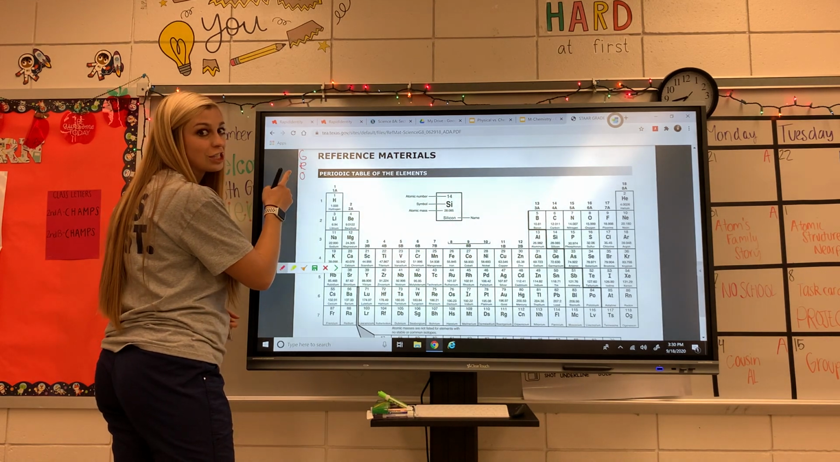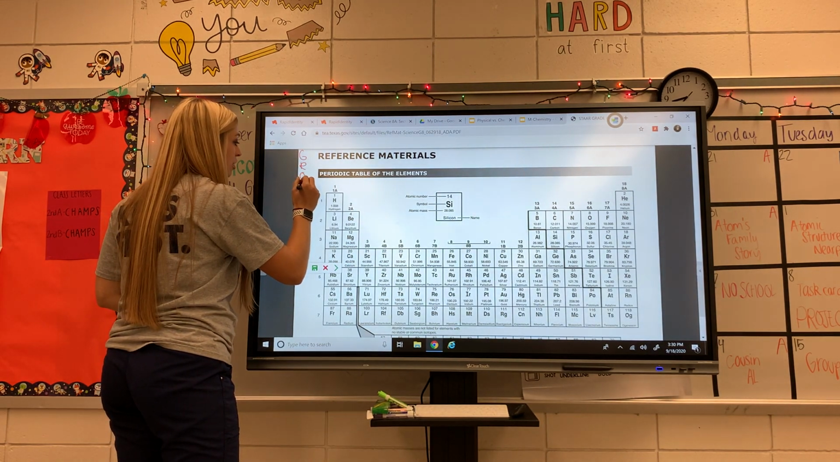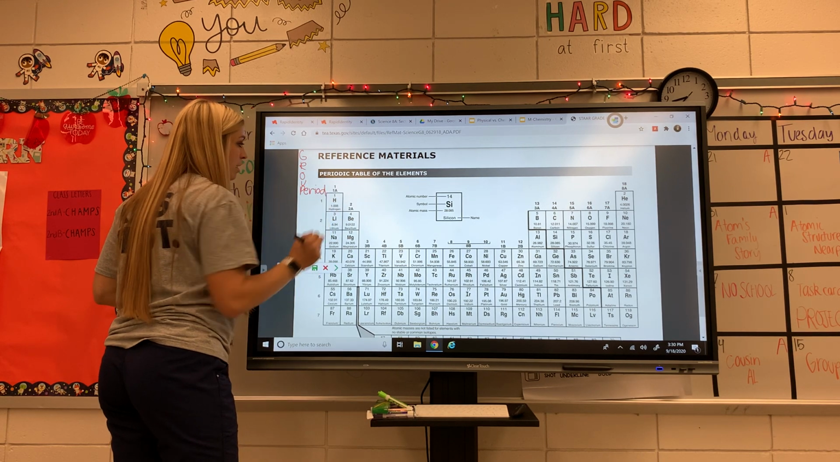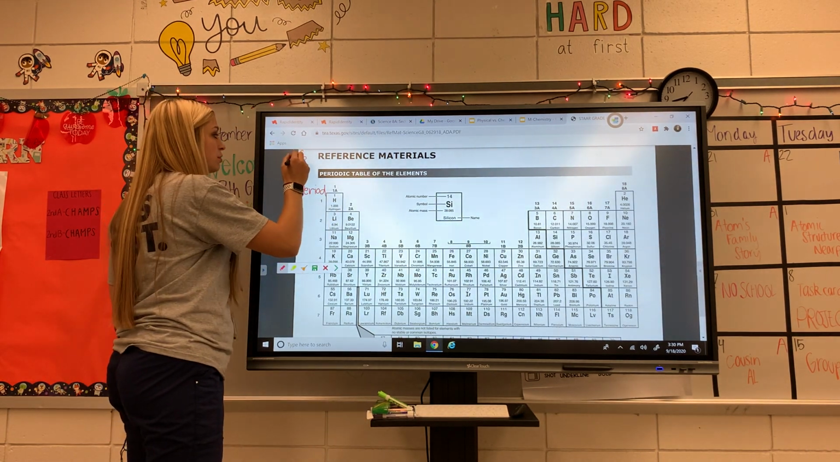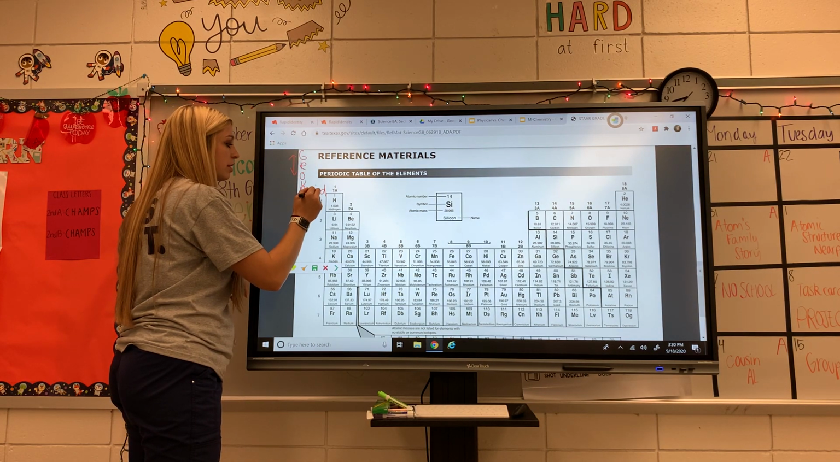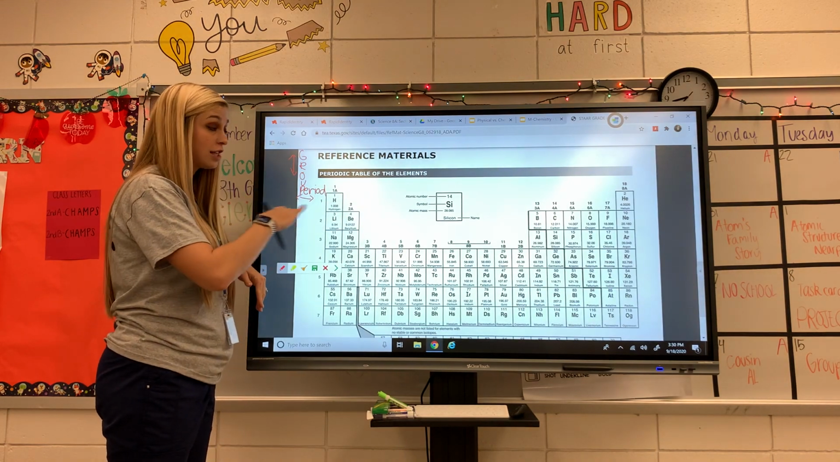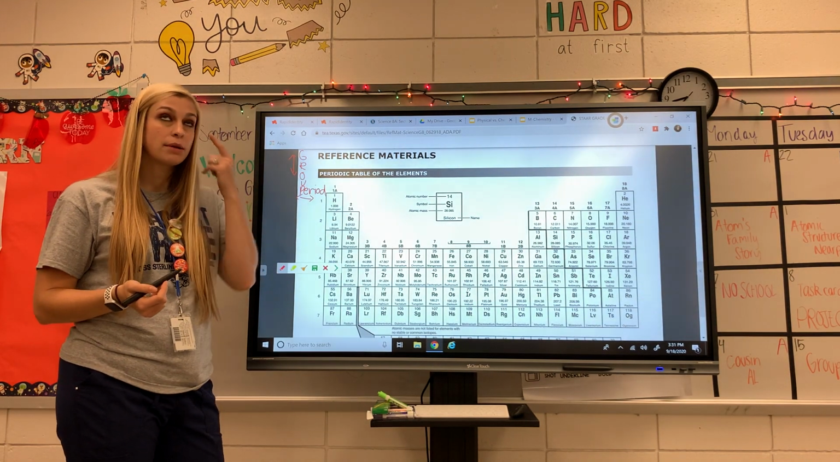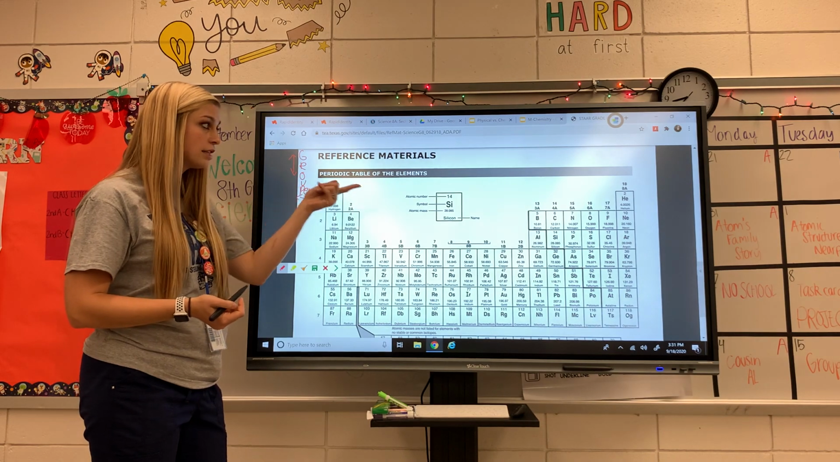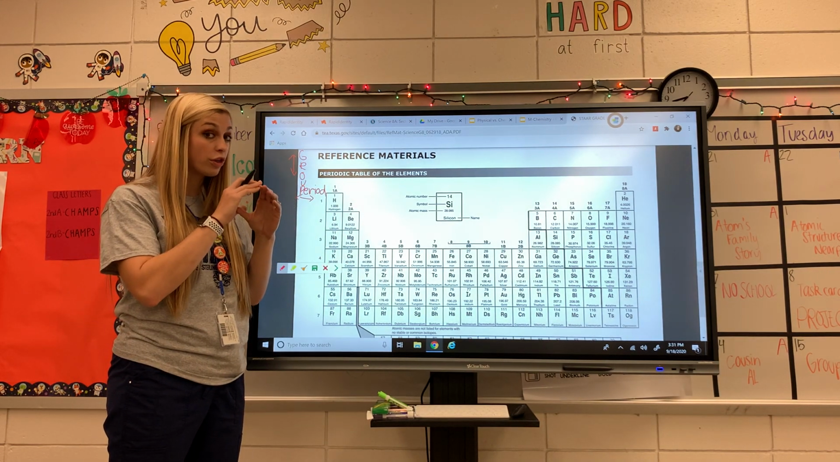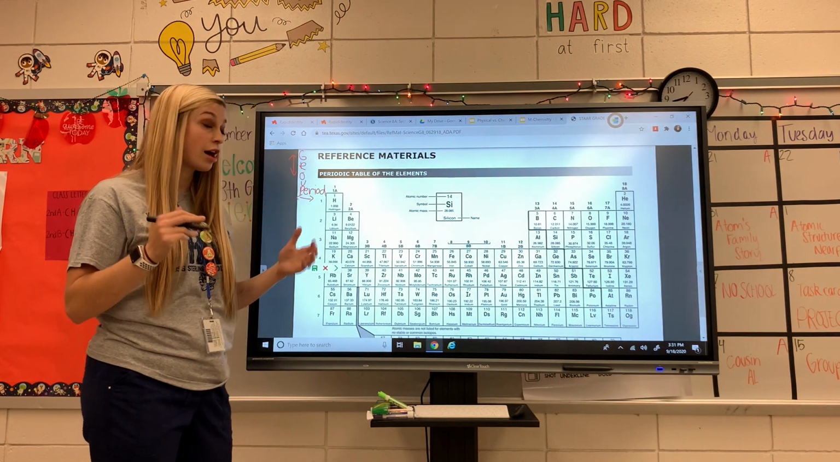that's an R. It's an ugly R, but that's an R. So that's to remind myself, groups go up and down, periods go side to side. Then I'm going to remind myself, okay, periods side to side are the same as the energy levels or the rings in the electron cloud.